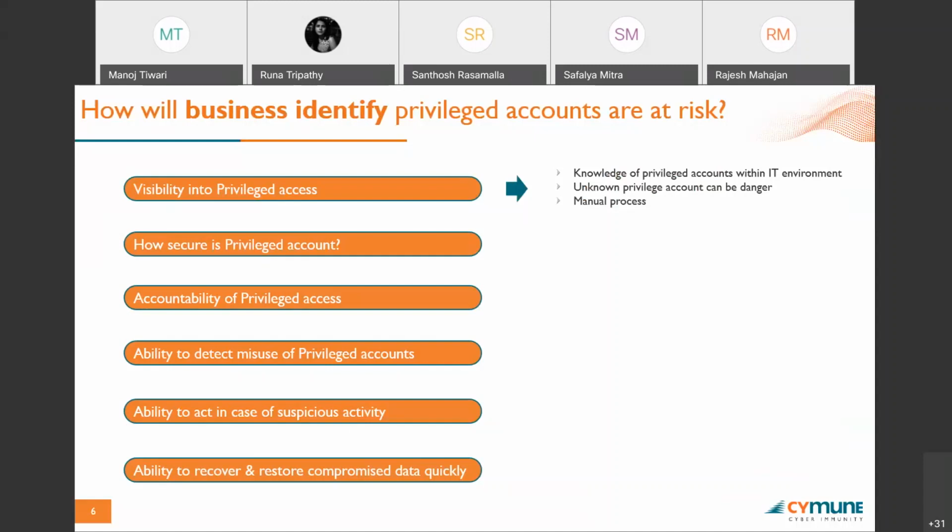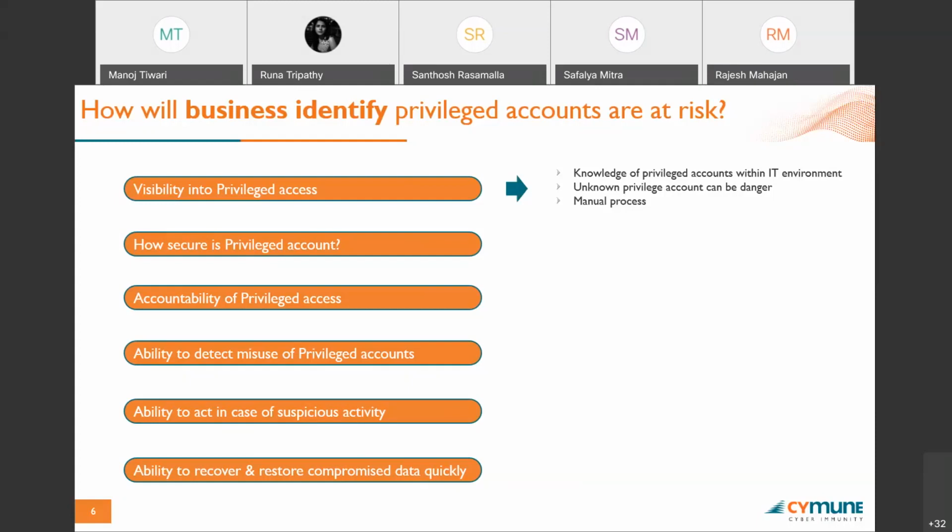Often we have seen these privileged accounts are managed manually, and you don't have an automated process of managing these accounts. And sometimes we have seen administrators, because they have to manage so many privileged accounts across the network, very often note down some passwords in some spreadsheets or somewhere, right? So that is again a threat. So visibility is a major issue. You have to check whether you have the visibility of privileged access or not.